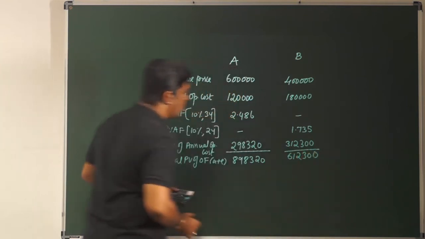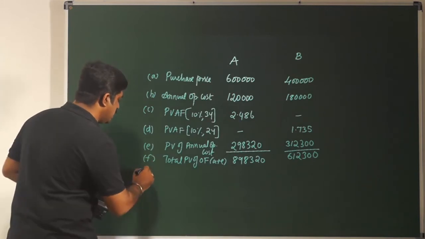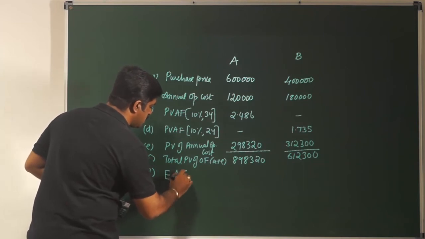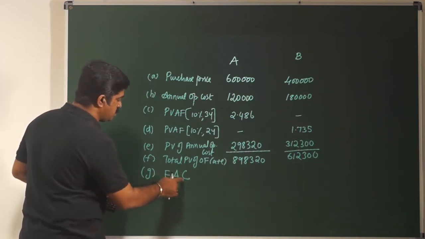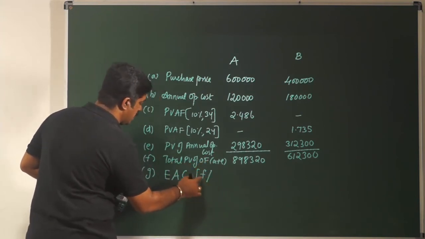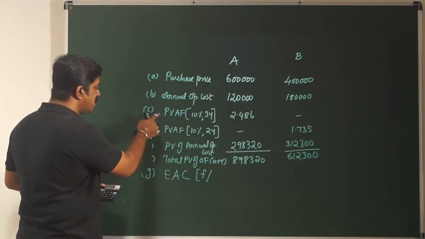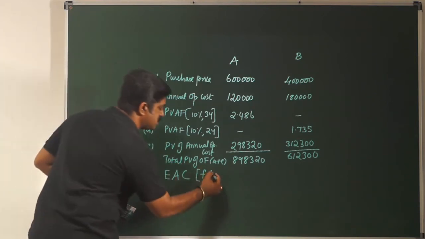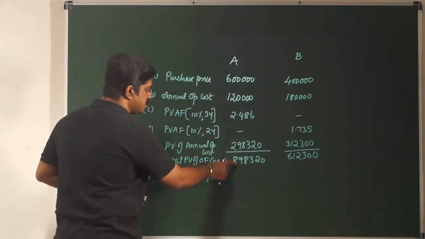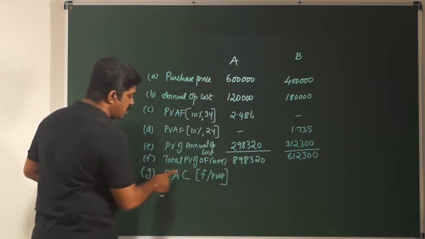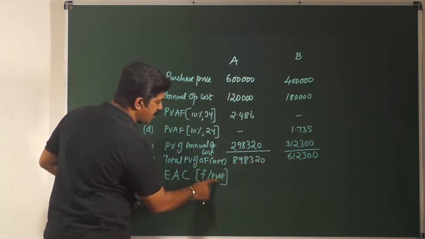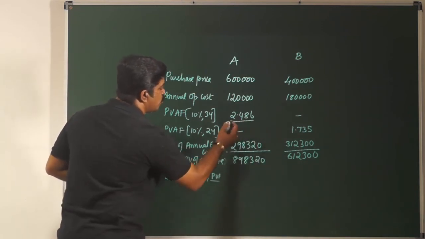So now we are interested in finding what is known as equivalent annual cost. EAC stands for equivalent annual cost, and that is very simple. It is your total PV of outflow, that is item number F, divided by the relevant present value annuity factor. Now taking project A, what is your total PV of outflow? It is 898,320, and that should be divided by the relevant PVAF, which is 2.486.